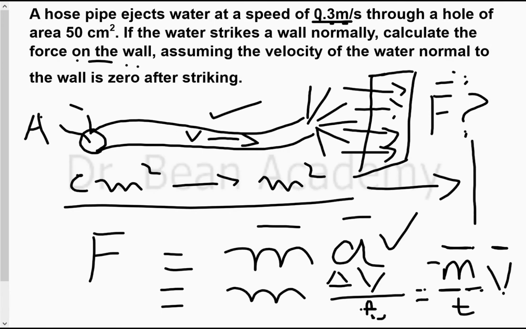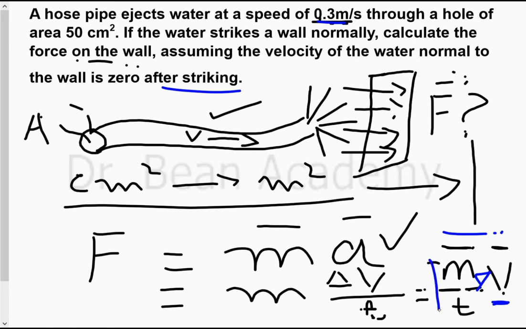Okay, so we are back to the question. We left our discussion here that this force equals mass per unit time multiplied by change in velocity. Remember, this is the change in velocity. So we need to calculate the change in velocity. Of course, that is easy because we know the initial velocity 0.3, and they told us to assume the final velocity is 0 after striking the wall. So the next thing is we need to calculate mass over time.